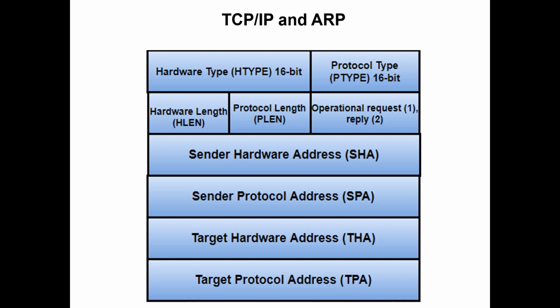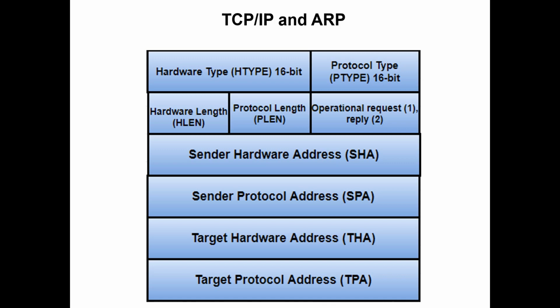Third is hardware address length. Hardware address length in the ARP message is the length in bytes of a MAC address. Ethernet MAC addresses are 6 bytes long. Fourth is protocol address length, the length in bytes of an IP address. IP addresses are 4 bytes long. Next is opcode. The opcode field in the ARP message specifies the nature of the ARP message. Code 1 is for ARP request and code 2 is for ARP reply.